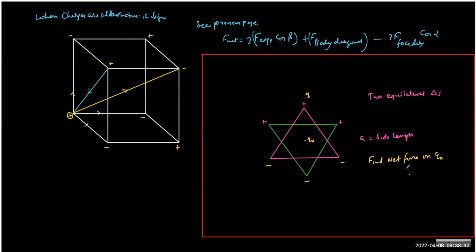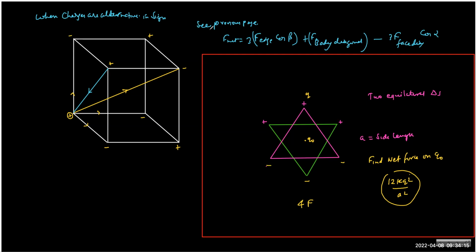Sir, I'm getting the answer as 12 k q square by a square, sir. I think this should be the right answer. What we can see is that all four forces will add up, right? So the net answer is, I think, 4F.